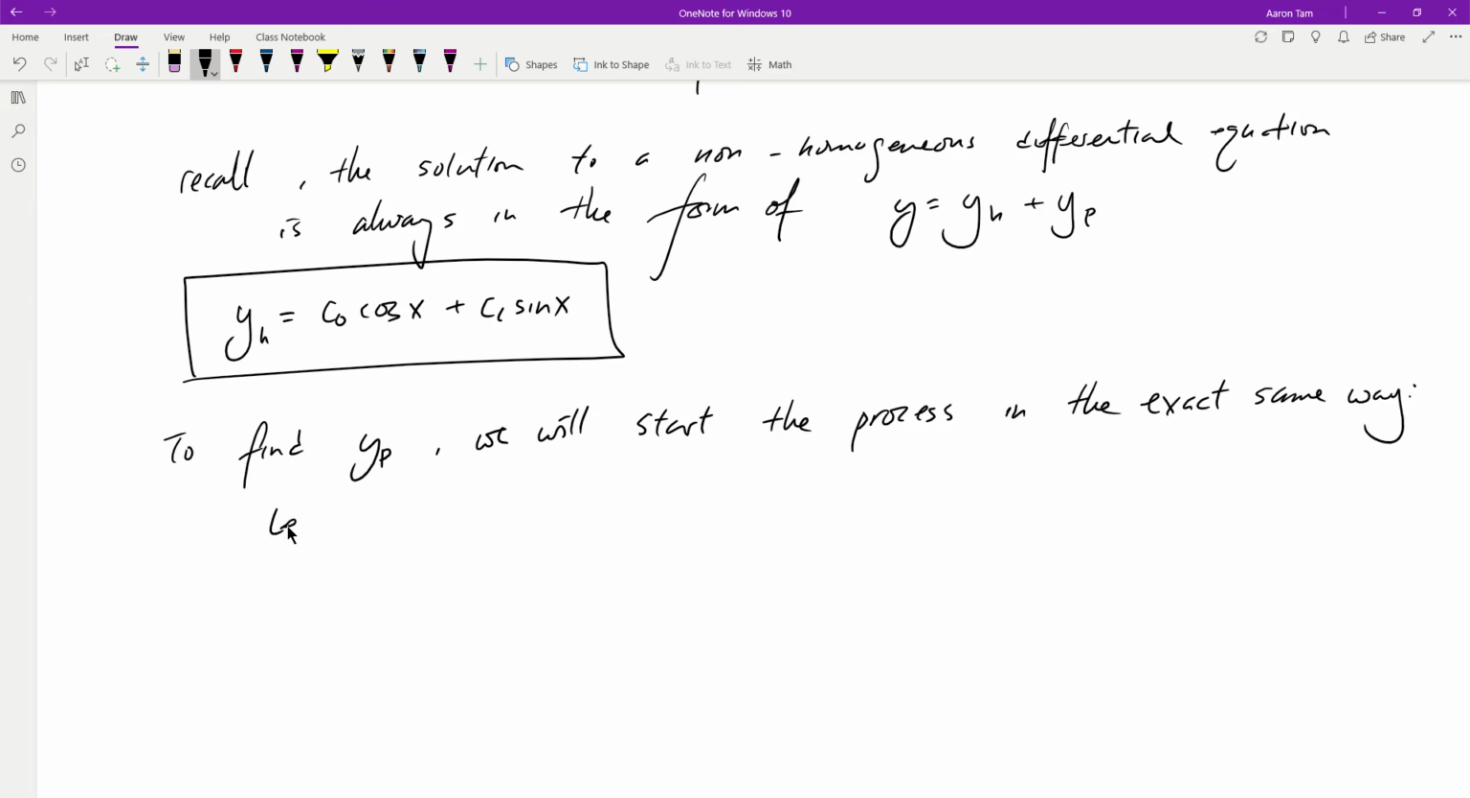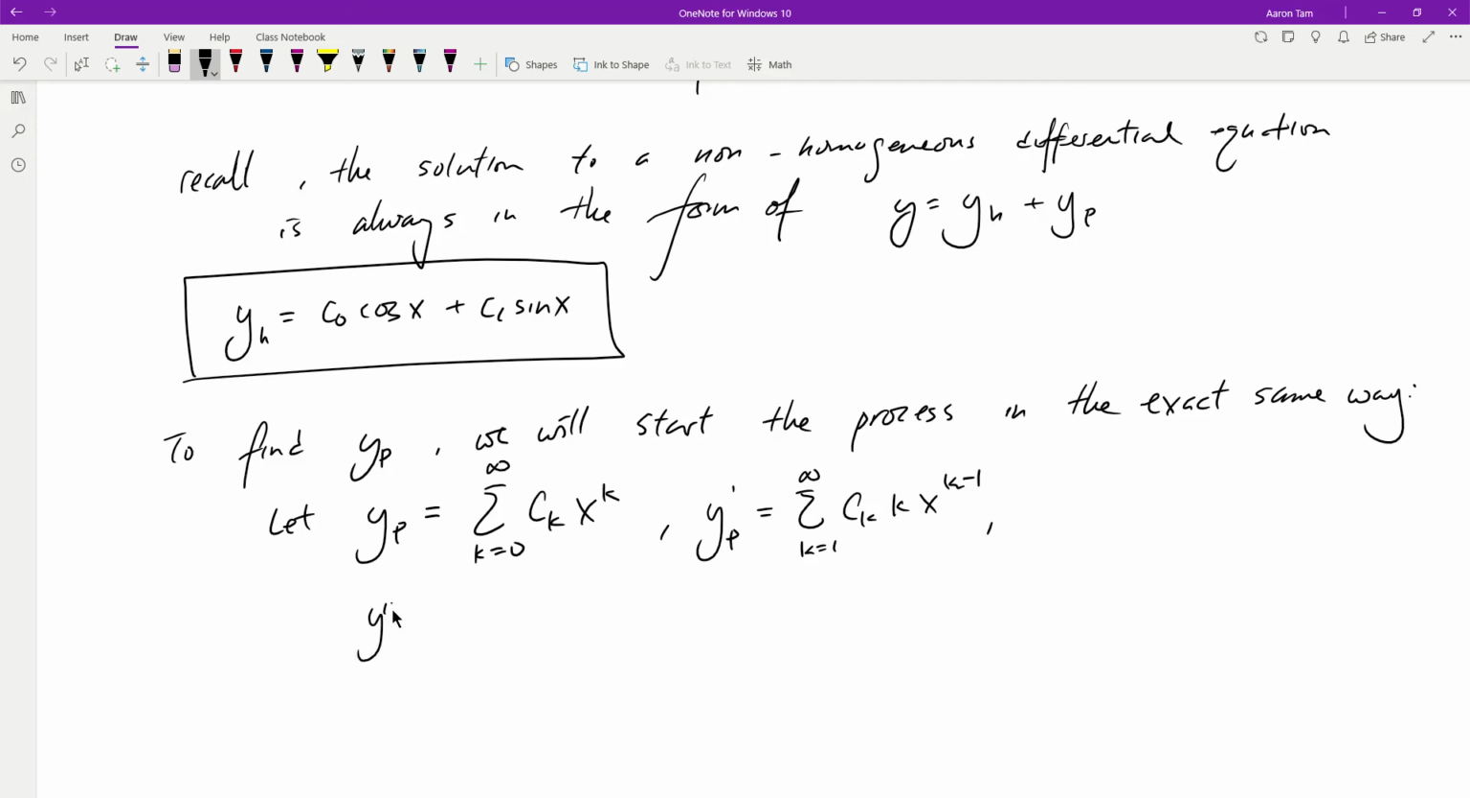Meaning what? Meaning we're going to let y sub p equal the summation k from 0 to infinity of c sub k x to the k. And therefore y sub p prime would equal the summation k equal 1 to infinity of c sub k times k times x to the k minus 1. Normally we reindex it, but in this case it really doesn't matter what y prime is, so I'm not going to worry about it.